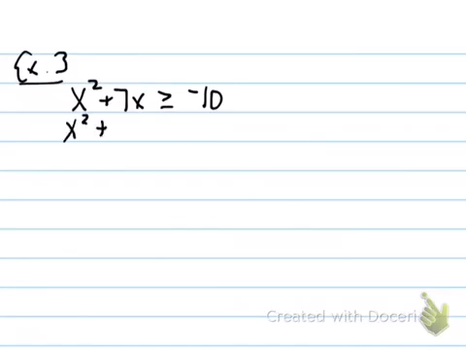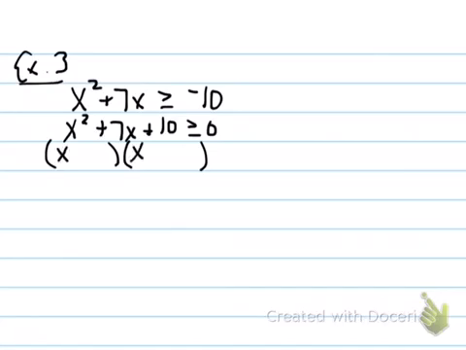Okay, so for a third example, let's do x squared plus 7x is greater than or equal to negative 10. Okay, so again, we're going to start this just like it's an equation. We're really not going to deal with the inequality symbol until the very end of the problem when we analyze it on the number line. So we'll bring that negative 10 to the left, and then we'll factor and solve.